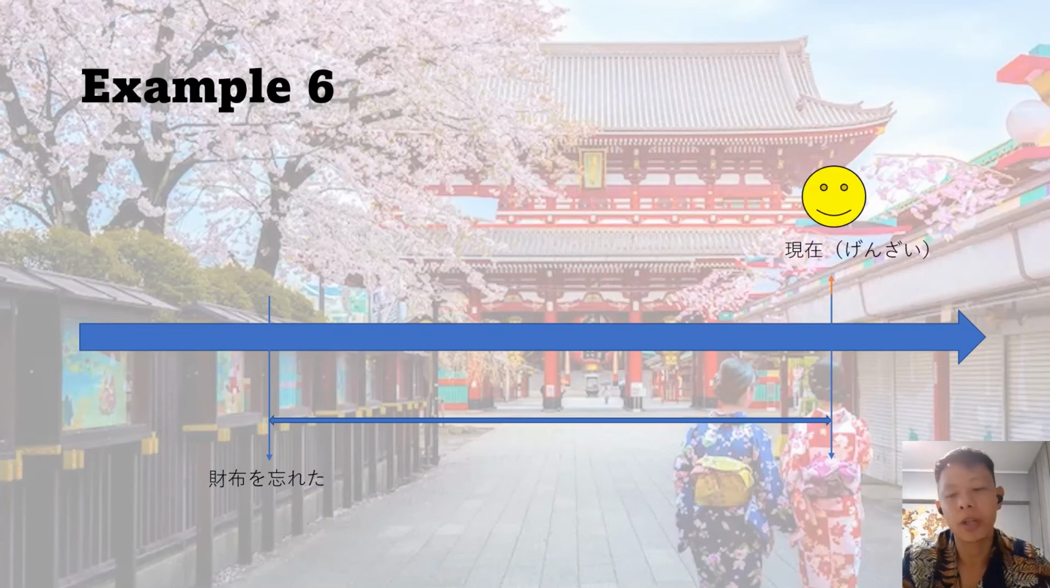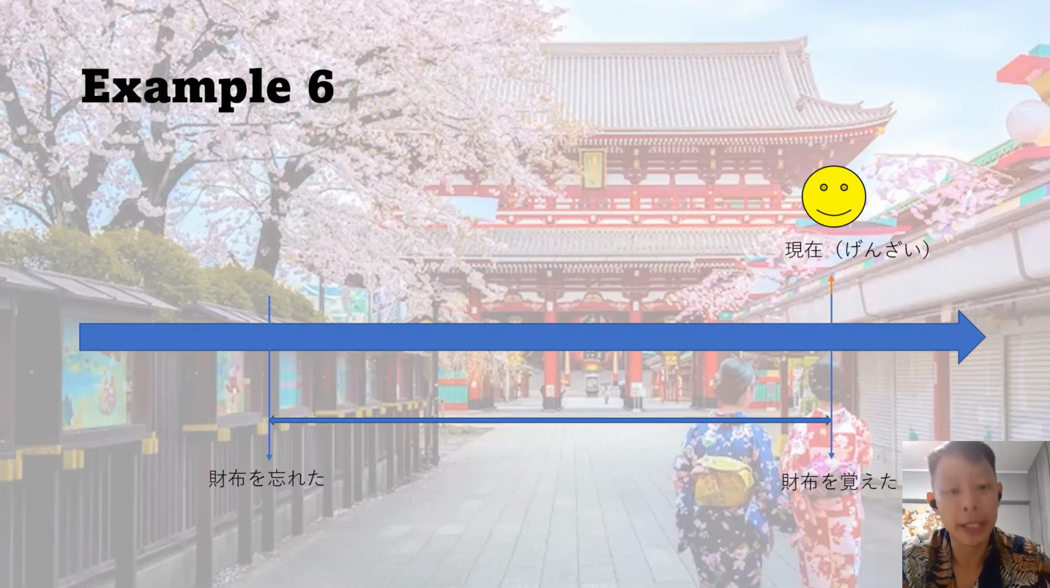Right now, you're in the current moment where he remembers his wallet. Now there is a change of state going on. Because there is a change of state, you would use the past tense. Remember what I said? "Saifu o oboeta." There is a change of state from him not remembering his wallet to remembering his wallet. This change of state would be expressed by the past tense in Japanese.